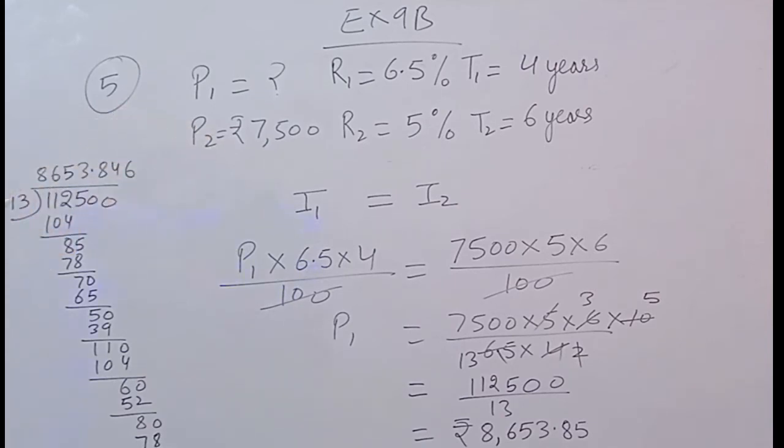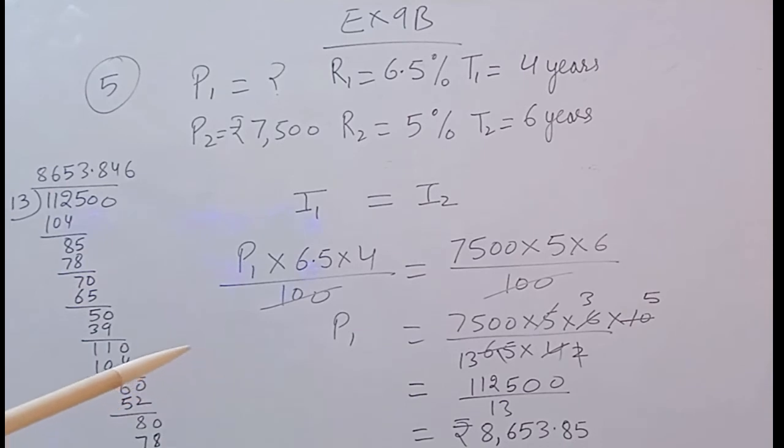So as the interest in both cases is the same, that means I1 equals I2. So write the value: I1 is P1 into 6.5 into 4 upon 100, and I2 is 7500 into 5 into 6 upon 100. The 100 in both denominators will cancel each other, and P1 we will get 7500 into 5 into 6 upon 6.5 into 4, as 4 will go to the right hand side in the denominator. For 6.5, the decimal we will remove and multiply by 10 in the numerator part.